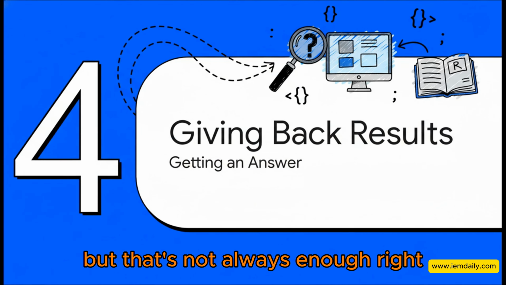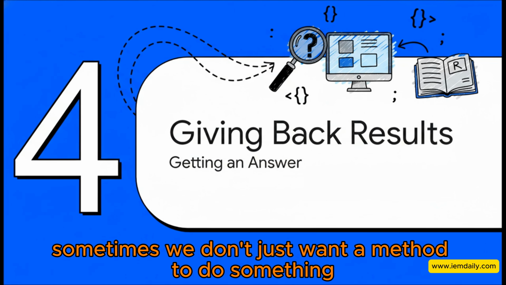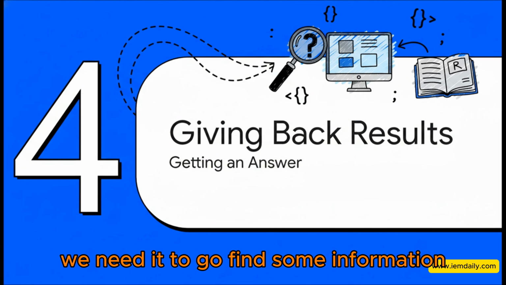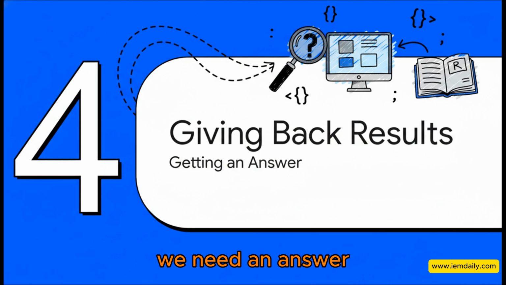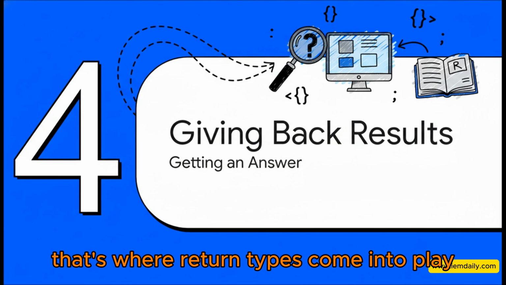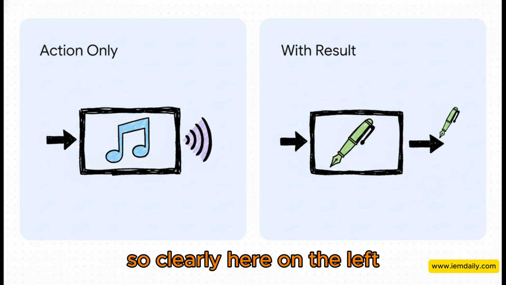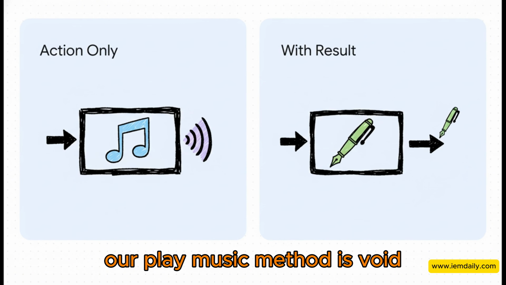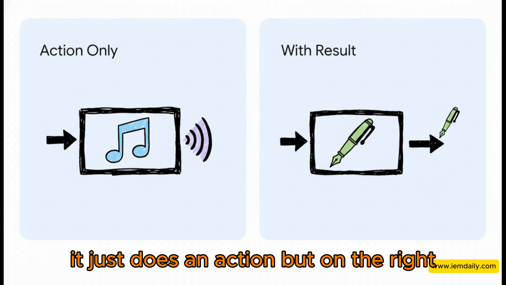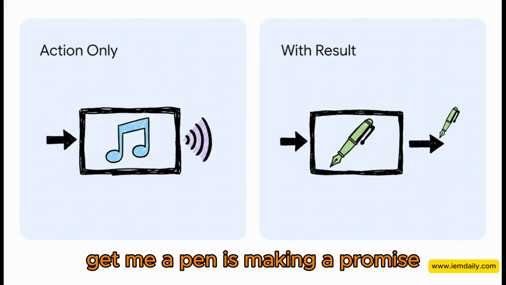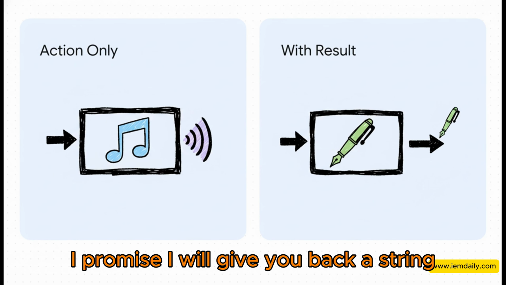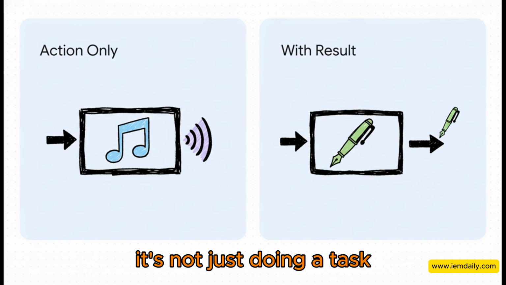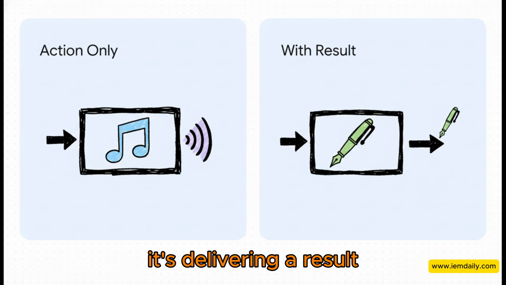Okay, but that's not always enough, right? Sometimes we don't just want a method to do something, we need it to go find some information and actually bring it back to us. We need an answer. That's where return types come into play. You can see the difference so clearly here. On the left, our playMusic method is void. It just does an action. But on the right, getMeAPen is making a promise. It's saying, when you call me, I promise I will give you back a string. It's not just doing a task, it's delivering a result.